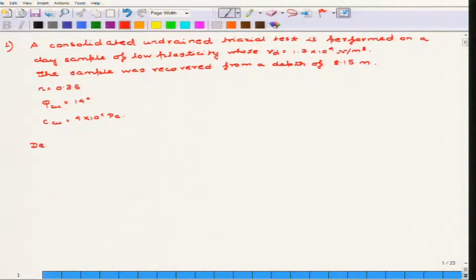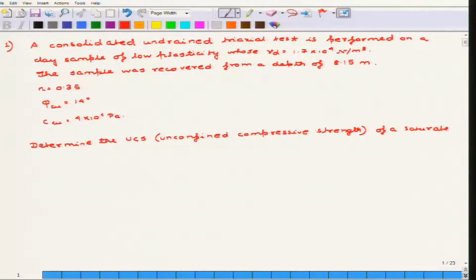So it is asked, determine the UCS, or also known as the unconfined compressive strength, of a saturated sample of this clay from the same depth, assuming SR, or the degree of saturation, equal to 1, and that no moisture was lost during the process of handling.